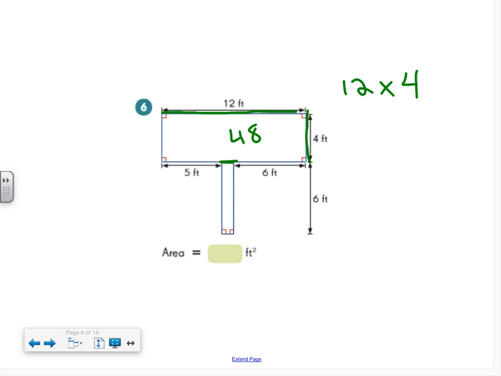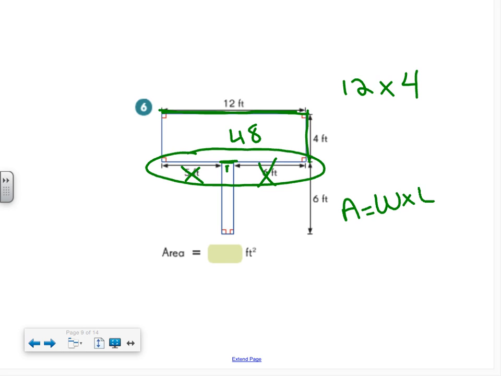And then this one is a smaller one, and this one doesn't give me any numbers, so I have to look. Well, again, if this whole side's 12, this whole side has to be 12. I have a 6 and I have a 5, and that's 11. So this has to be 1 because I have 1 left over. So my width of this one is 1, and I have to find the length, okay? Well, look, they tell me that this is 6, so I know that's 6. So I know 1 times 6 is 6, so the area of this is 6.